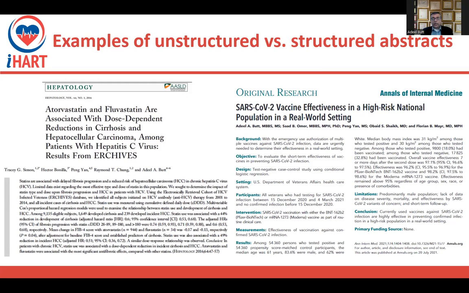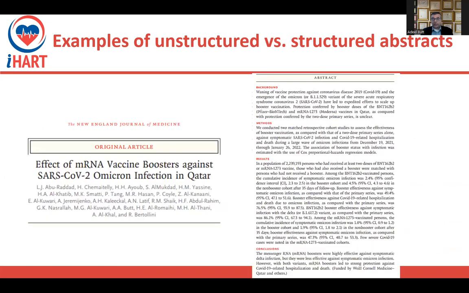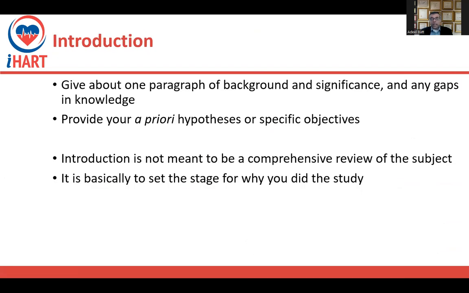However, most journals fall in between the two, meaning they don't have 8 or 10 headings and they're not completely unstructured, but they have 4 basic headings. And this is the most common type of abstract format. So the 4 headings here are background, methods, results, and conclusion. And again, adhering to the word count is very, very important.